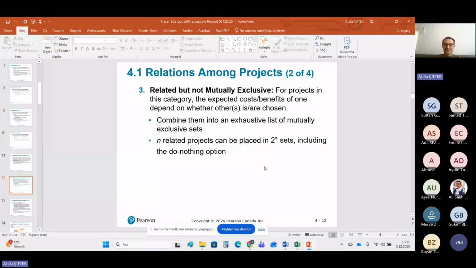And another classification is that we have related but not mutually exclusive. So when you select a project, the expected cost or benefit of this project depends on whether another is chosen or not. So it's not mutually exclusive. We can select some combination. For instance, we can select one of the projects and then select another. So it's related, but still we need to select with different options. Okay.